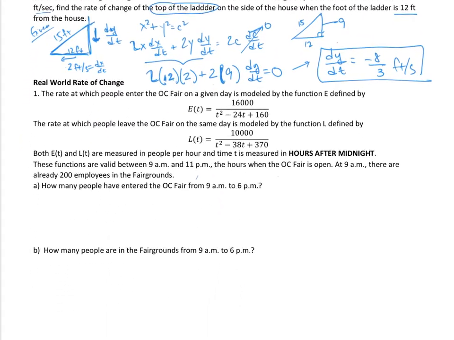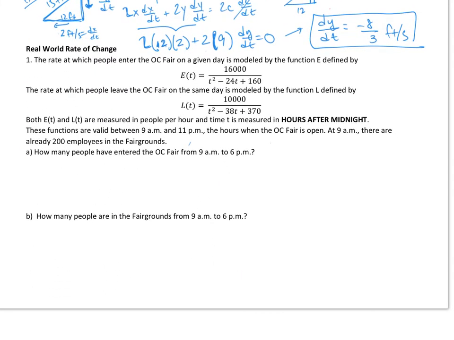All right, real world rate of change. The rate at which people enter the OC Fair on a given day is modeled by the function E defined by that. The rate at which people leave the OC Fair, so that's entering, that's leaving, is modeled by that. Both E of T and L of T are measured in people per hour, and T is measured in hours after midnight. It's important to know the functions are valid between 9 a.m. and 11 p.m., the hours when the OC Fair is open.